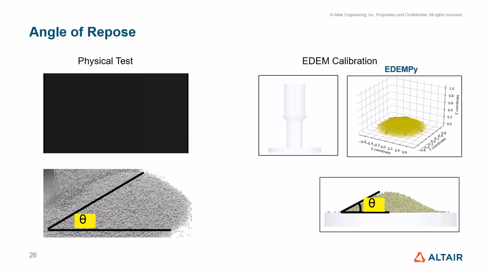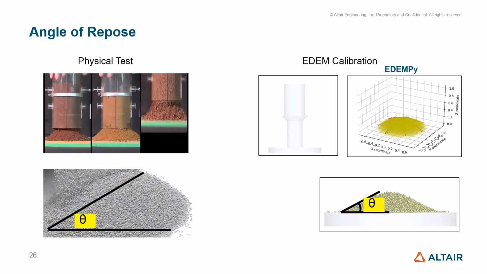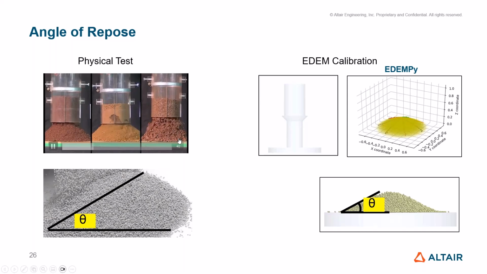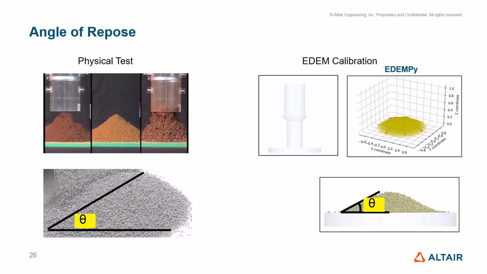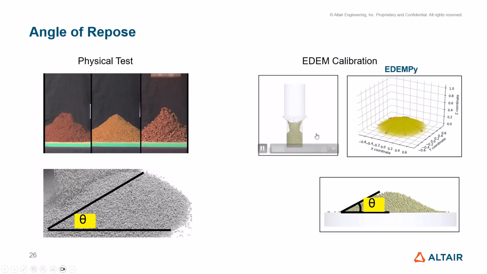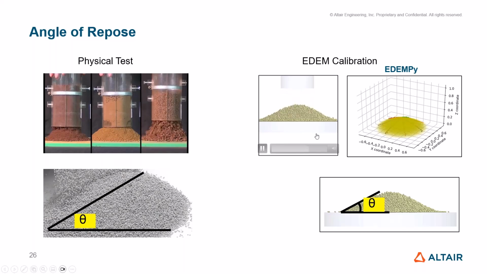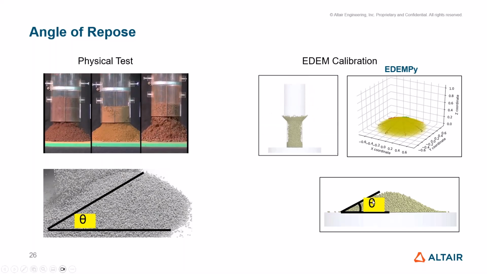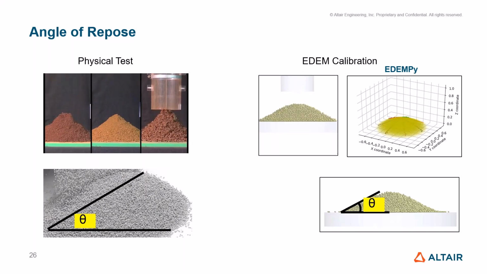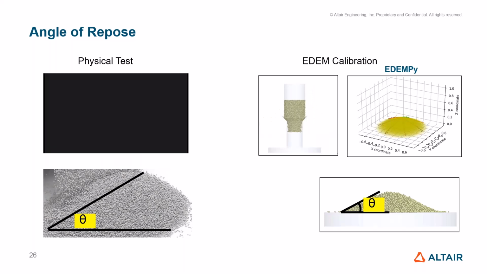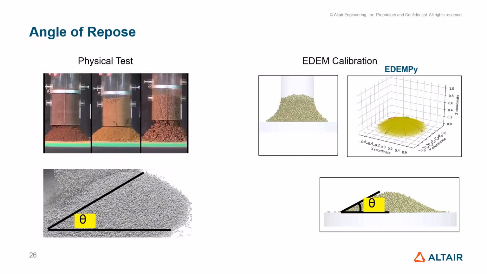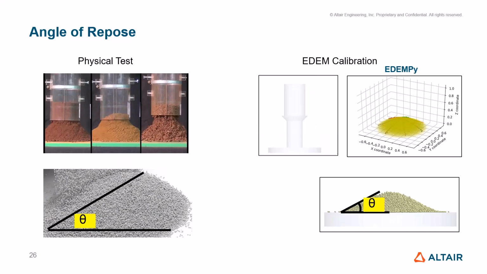So these are some examples of how to perform a physical test for the angle of repose. You can fill the material and lift the cylinder with a known velocity, and the same can be performed in EDEM as well. You can then measure the angle using the Python scripts which are inbuilt in the calibration kit, or measure it with a protractor. As in the physical test, you have to use the same method for the angle measurement of the heap angle.